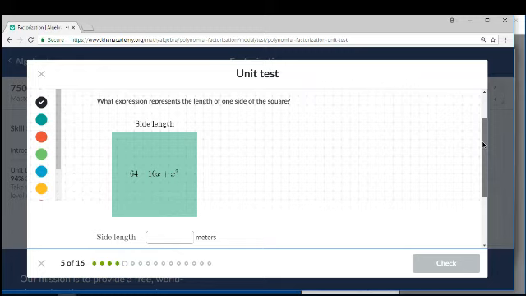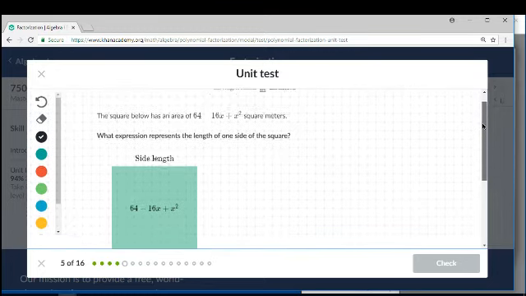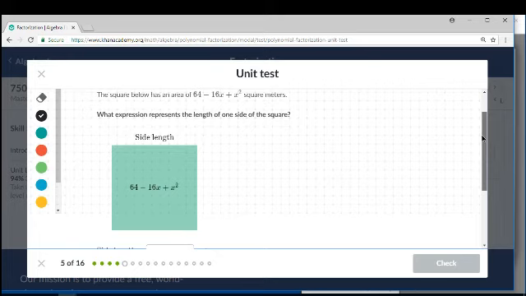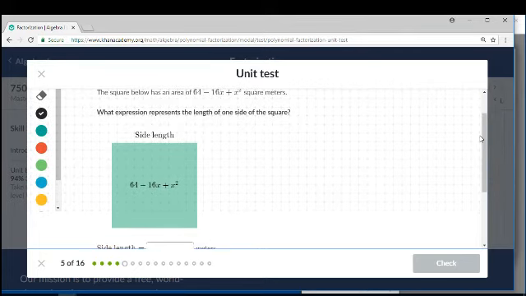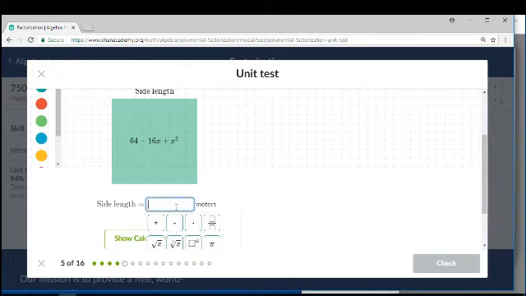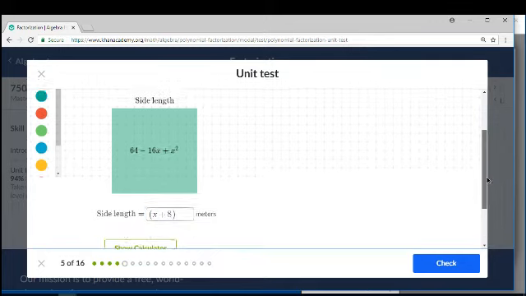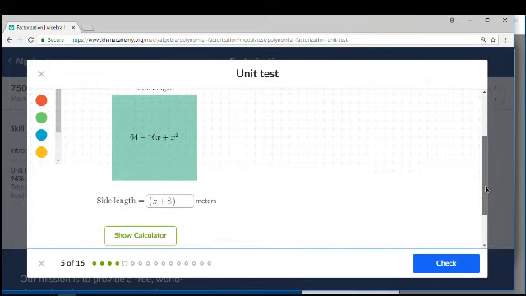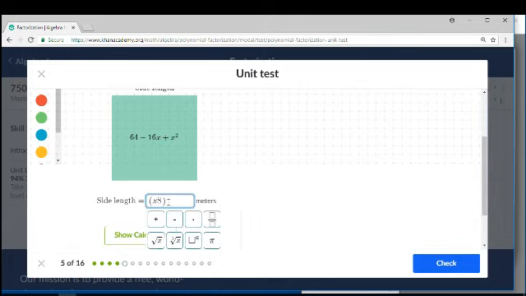x squared minus 16x plus 64. What represents the length of one side? So essentially we need to factor this. This is x, this would be x plus 8. And this is a square, because we're looking for the length of one side. x times x is x squared, 8 times 8 is 64, 8x plus 8x is 16x. Oh, no, sorry, this would be x minus 8.